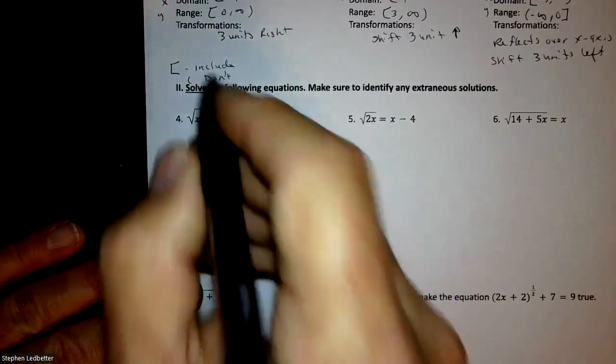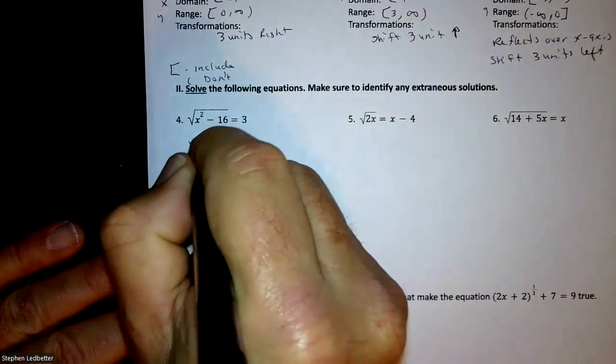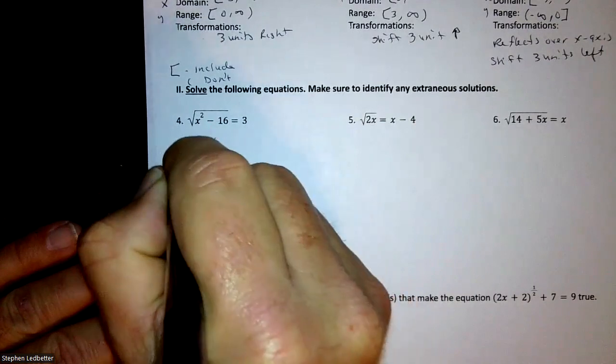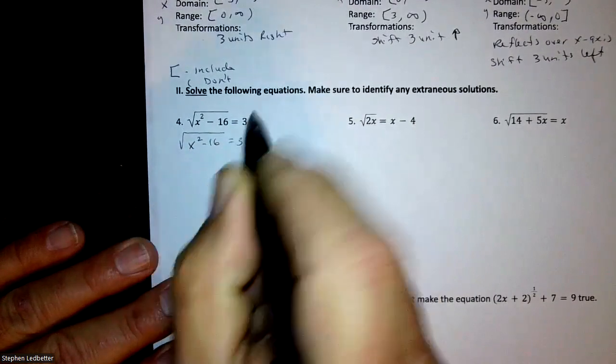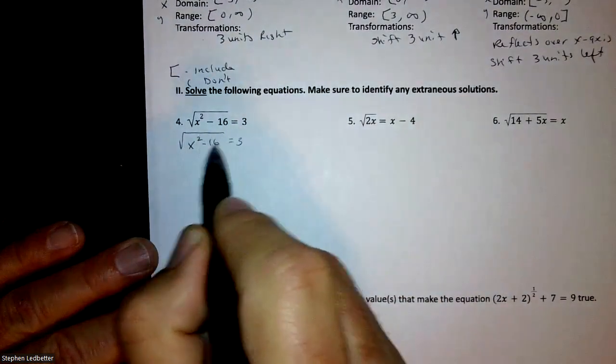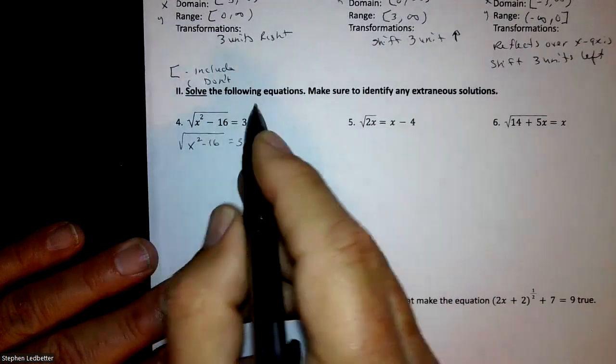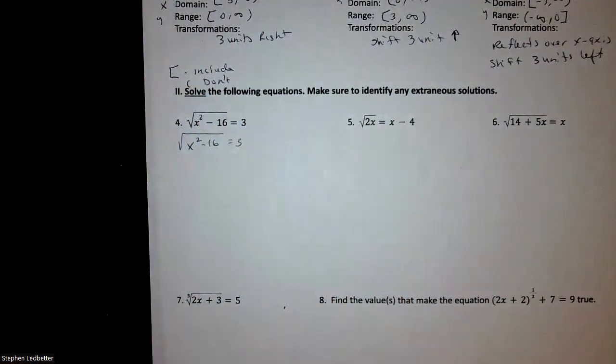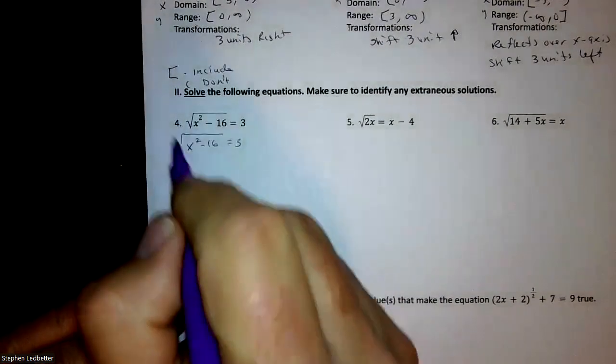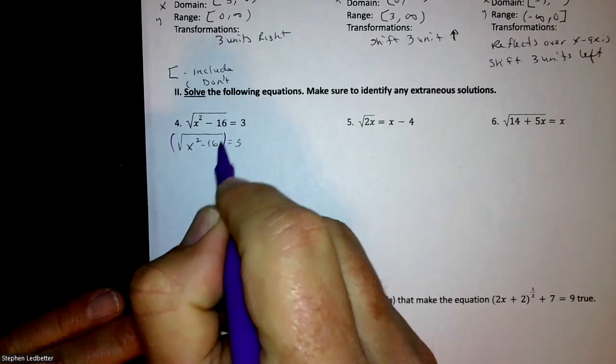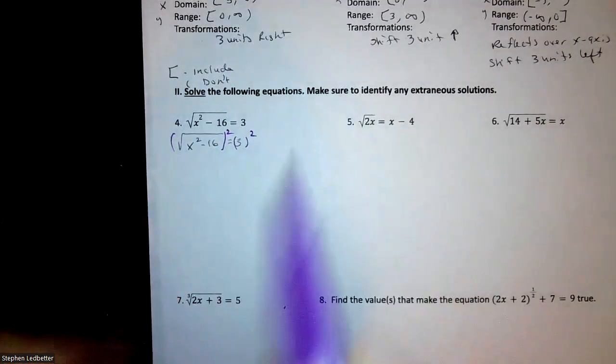So here we go. I'm just going to go ahead and write the problem like you would see it. You see the square root here. To get rid of a square root, we always do the square to both sides. So I'm going to take the opposite, which is a square, and I'm going to square both sides.